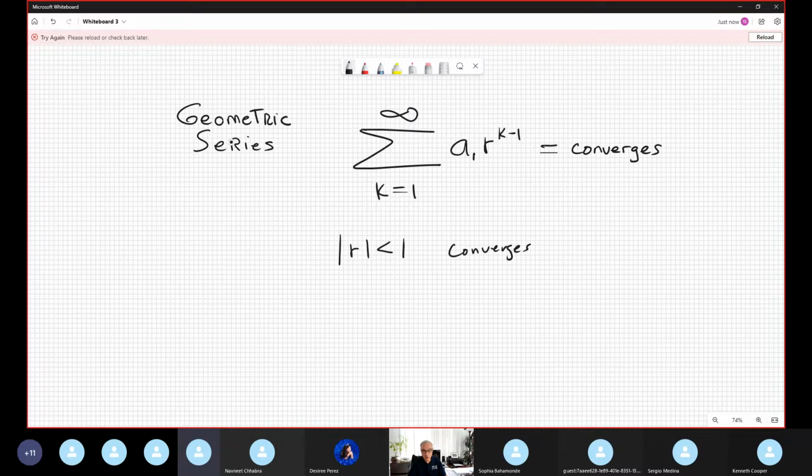Otherwise, when the absolute value of R is greater than or equal to 1, even equal, then it diverges. Okay. So the first example is in question 14.